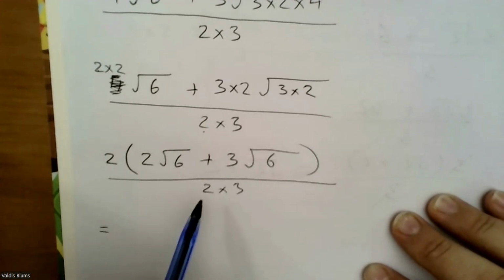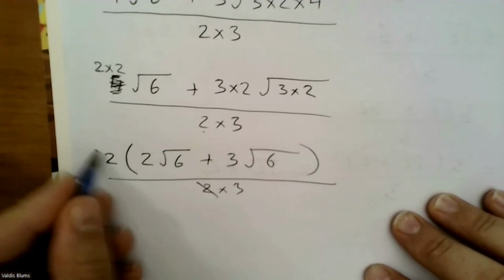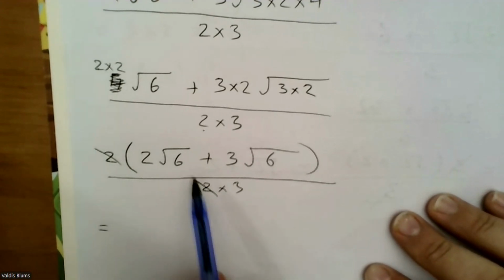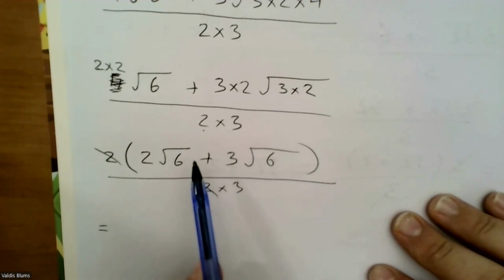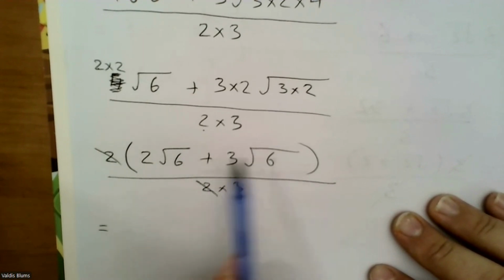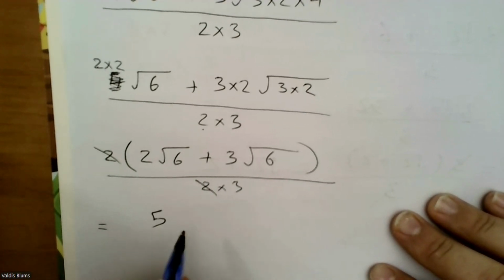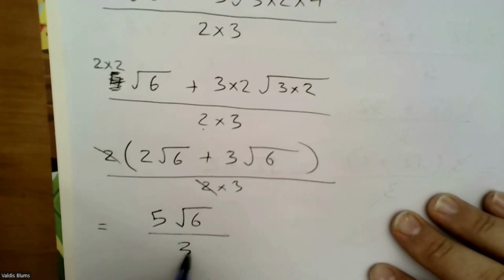And now you can see, hopefully a little bit more clearly, that these twos are going to divide out now. And I have a common square root 6 left on the numerator. So I can pull that out and have it as 2 plus 3 square root 6. So that will simplify to 5 square root 6 on the top, all over 3.